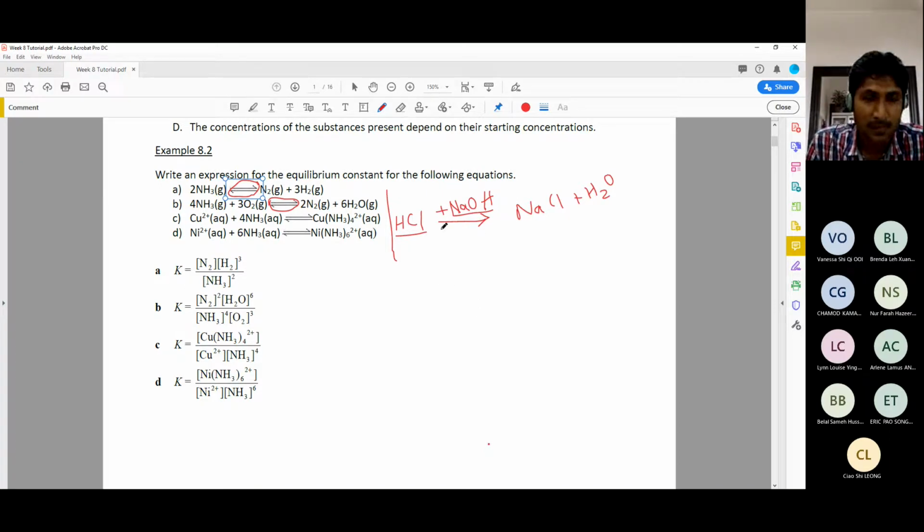Believe me, the organic labs are much more colorful and much more interesting. Anyway, that will be our lab. The last 2 labs are organic.